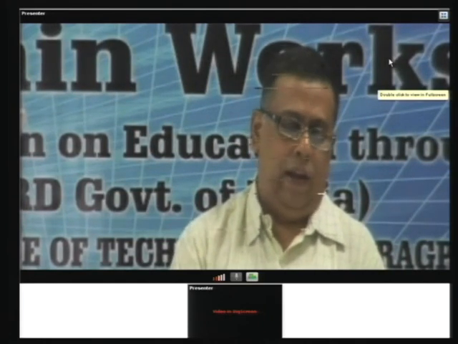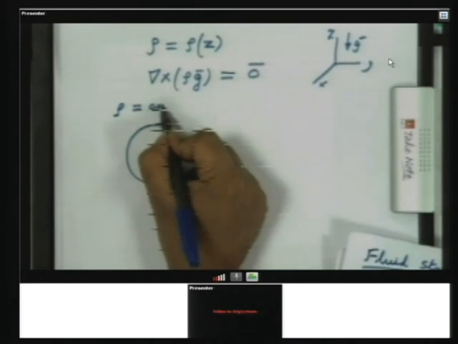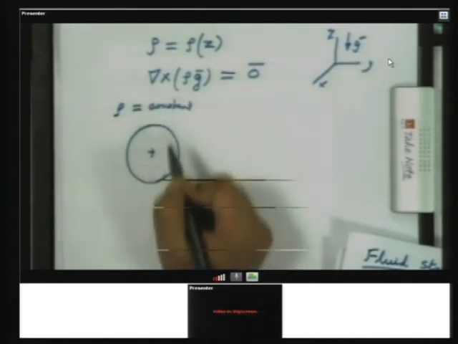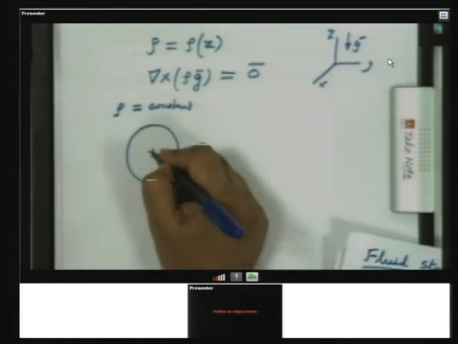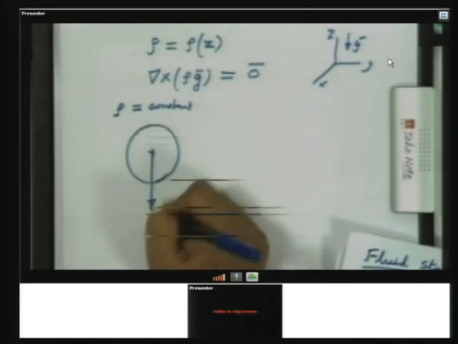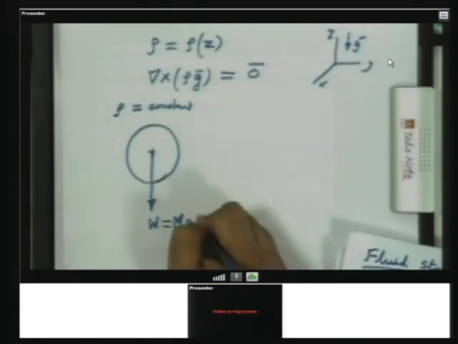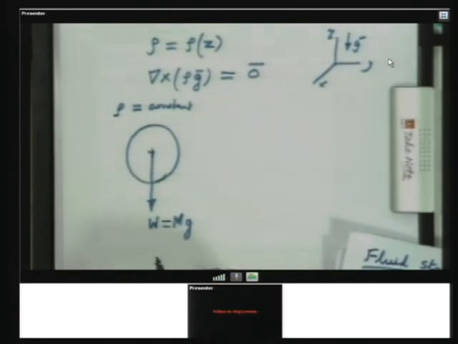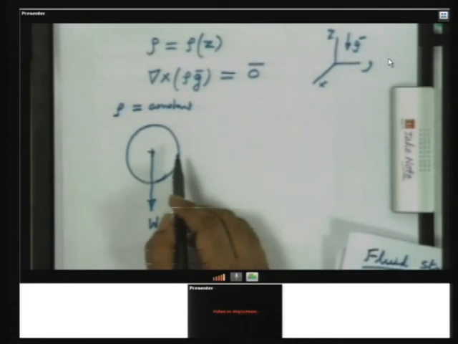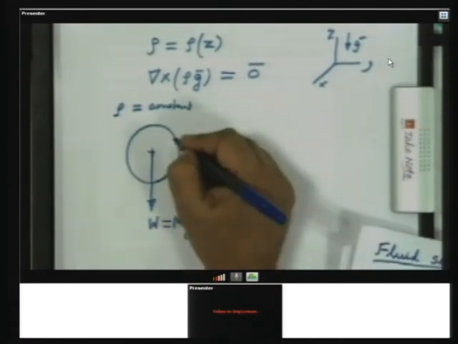Now, first we will take the case when density is constant. In this case, the weight will act at the geometric center. This is the center of gravity, the weight which is the mass of the element of fluid times gravity. Now, the other forces are the surface forces, and if the fluid is at rest, there is no shear stress, you have only normal stress.